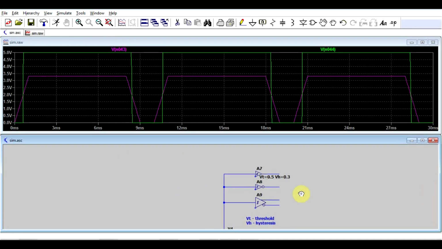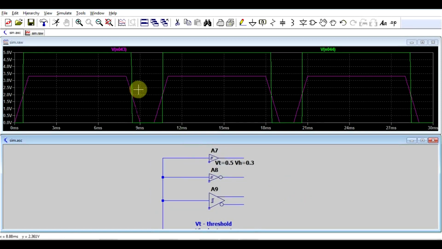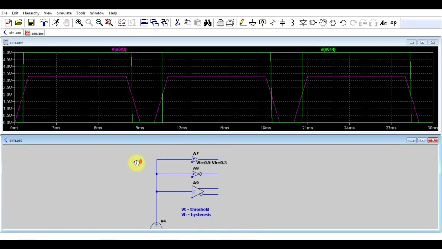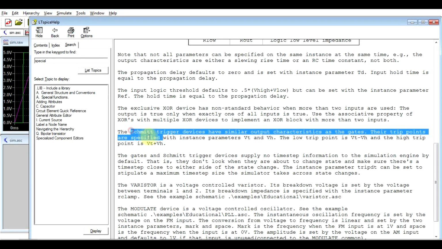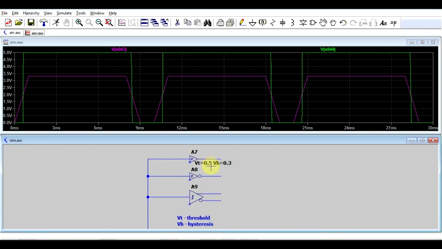Now, LTspice has another form of buffers you can play with, and these are Schmitt trigger buffers, meaning that the transition from low to high is not set in a single point, but rather in two points, so you have a different voltage at which the output turns high, and a different voltage at which it turns low. So for these devices, our trigger point is set with these two parameters, our threshold voltage and our hysteresis voltage. So our low point is set by the difference between these two, and the high point by the sum of these two. So in this case, I've put a threshold voltage of 0.5 volts and a hysteresis of 0.3.